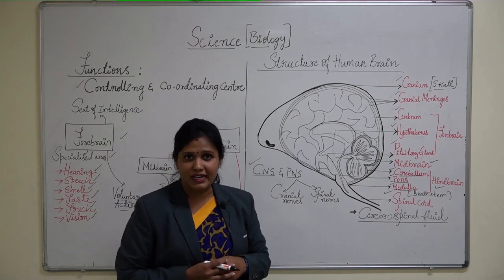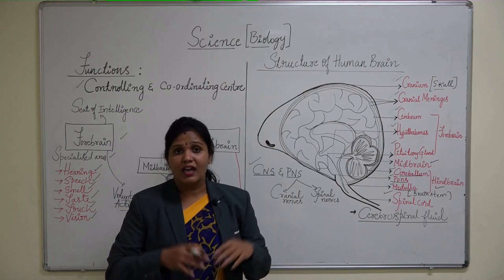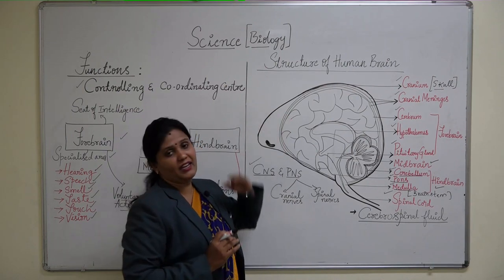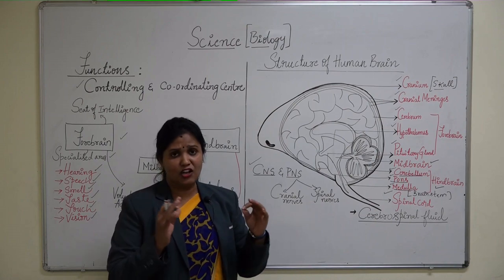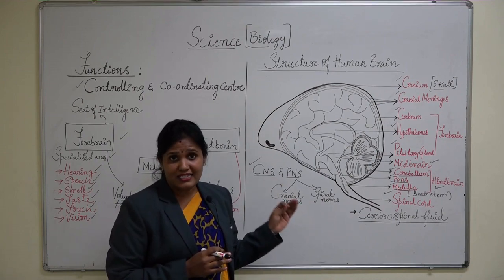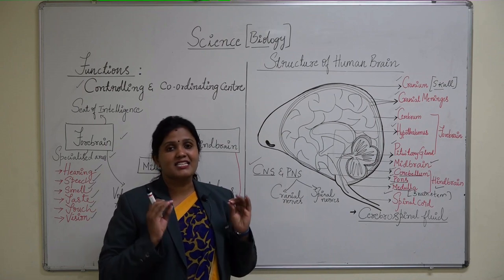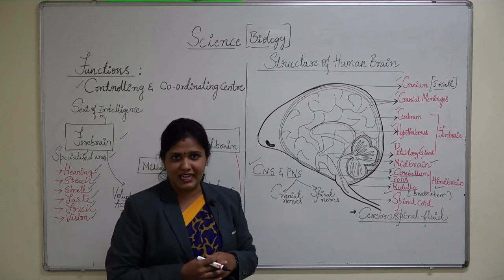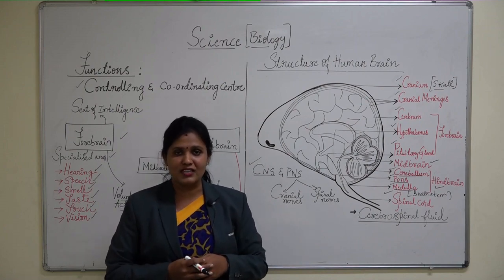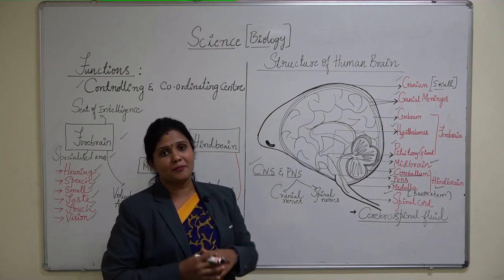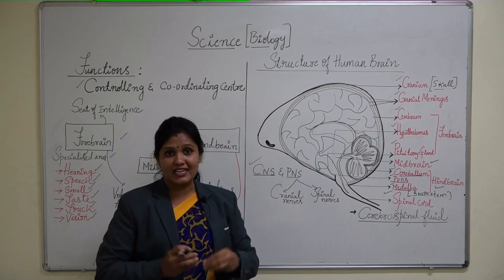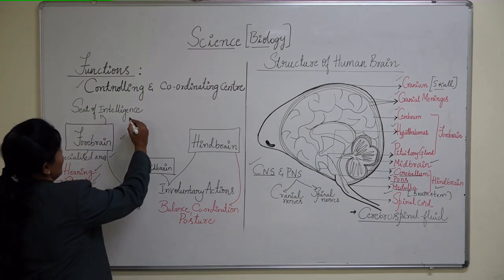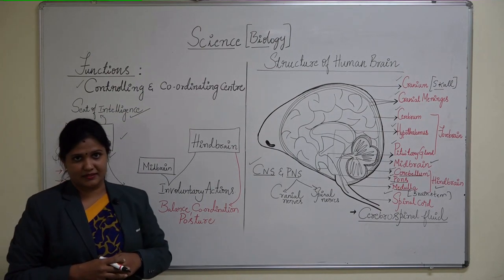You must be wondering how. Let me tell you, not every individual has an equal amount of infoldings. The logic is that the infoldings are formed to increase the surface area of the brain tissue. The more the surface area, the more the number of neurons in the neural tissue, and the more the number of neurons, the more intelligent an individual is. Hence, the cerebrum is called the seat of intelligence.